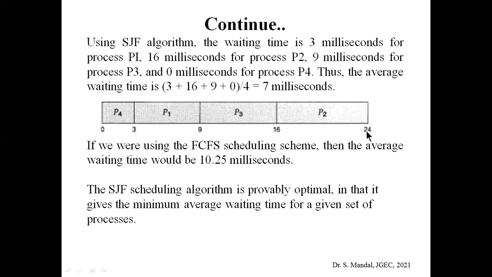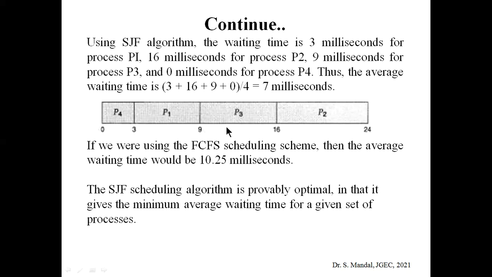So the waiting time for P1 is 3 milliseconds, for P2 is 16 milliseconds, for P3 is 9 milliseconds, and for P4 is 0 milliseconds. So the average waiting time is (3 plus 16 plus 9 plus 0) divided by 4, that is 7 milliseconds only. Whereas if we apply the FCFS scheduling scheme, the average waiting time will be 10.25 milliseconds. We can calculate it. You can see that there is a big difference in the average waiting time between the FCFS and SJF algorithms.